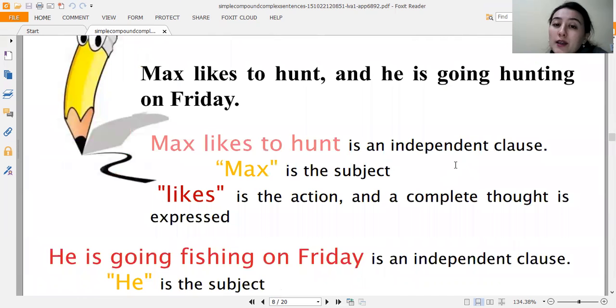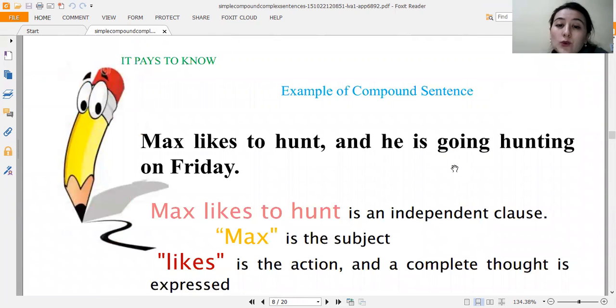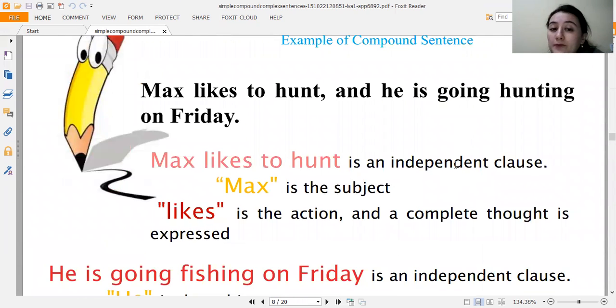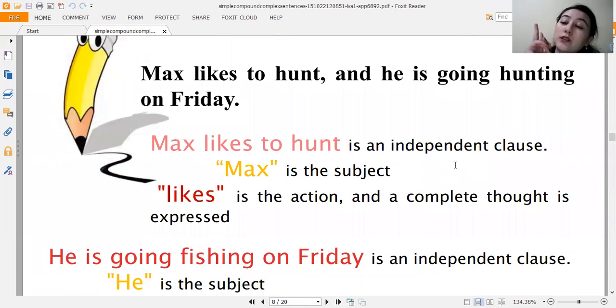Max likes to hunt and he is going hunting on Friday. Let's look at the two clauses separately, to see if they are dependent or independent. Let's identify. Max likes to hunt is an independent clause. This is the first part of the sentence. This is a compound sentence. So Max likes to hunt. Max is a subject, likes is an action, and a complete thought is expressed.